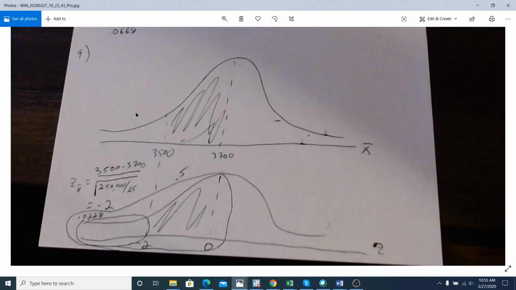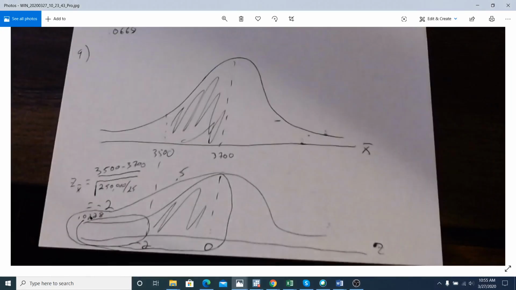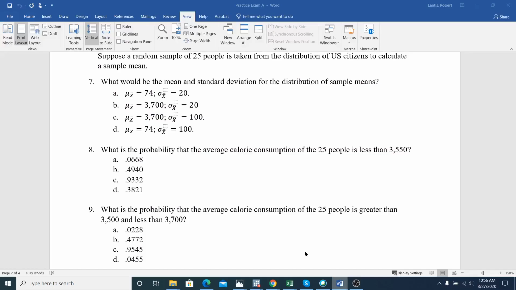So I know the area to the left here is 0.5. But I have to subtract out this area to the left of 3,500 in order to get the area in between. Okay? So I turn 3,500 into a z-score. 3,500 was the value I'm interested in. Subtract the mean, divide by the square root of the original variance of the data I sampled from divided by the sample size. I get a z-score of negative 2. So I look that up in the table, negative 2.00, 0.0228. Subtract that from 0.5, and that gives me the area in between, which is what I wanted.